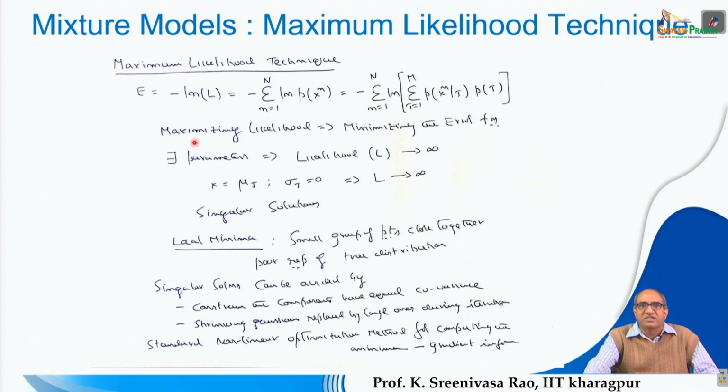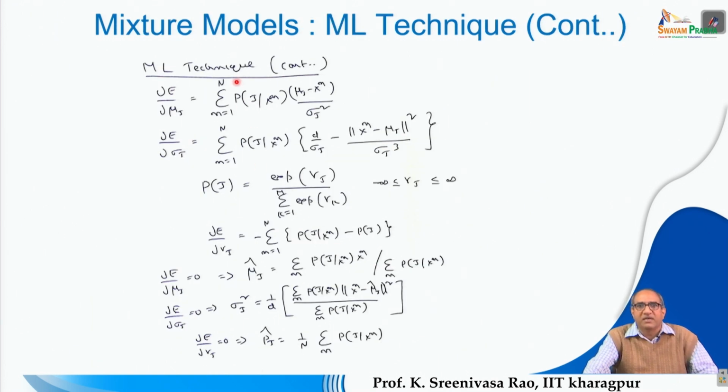Usually for estimation of parameters we use some nonlinear optimization technique. One of them is the gradient descent approach, with which you can estimate the parameters. As in the case of maximum likelihood, for estimating the parameters we take the first order derivative of the error function, and if you equate these derivatives to 0, you get the parameters mu j cap, sigma j cap and the other one. These are the optimal parameters.